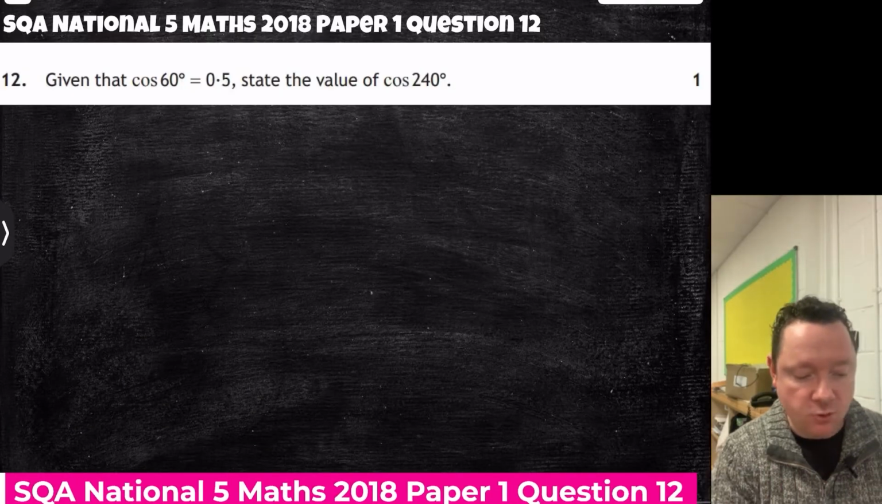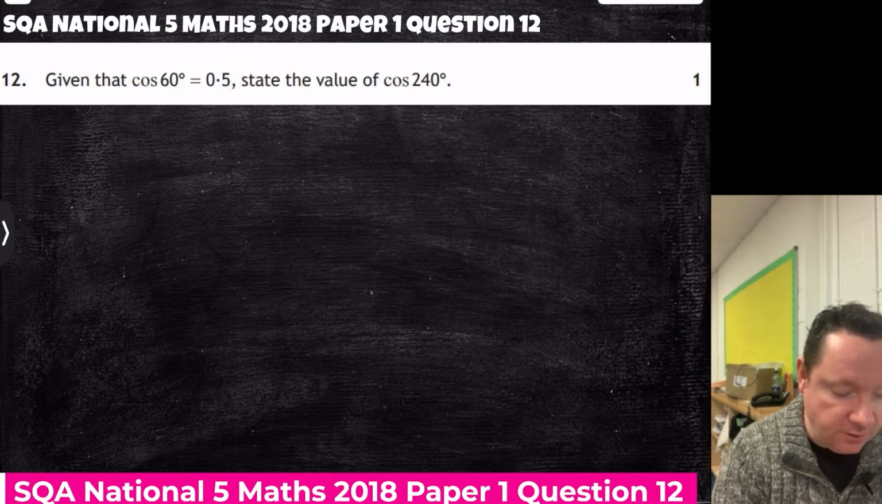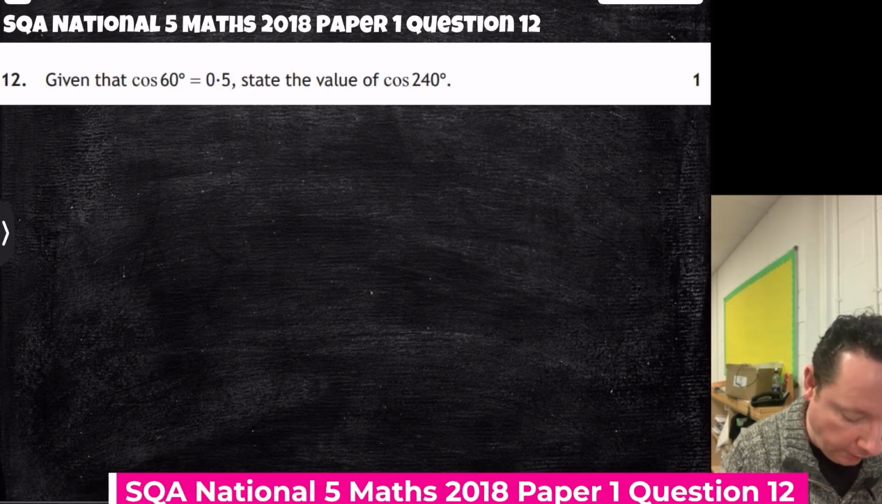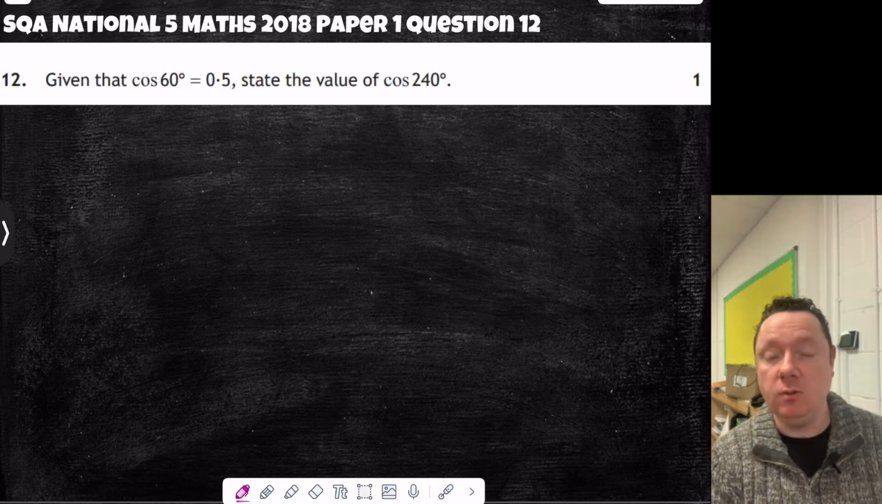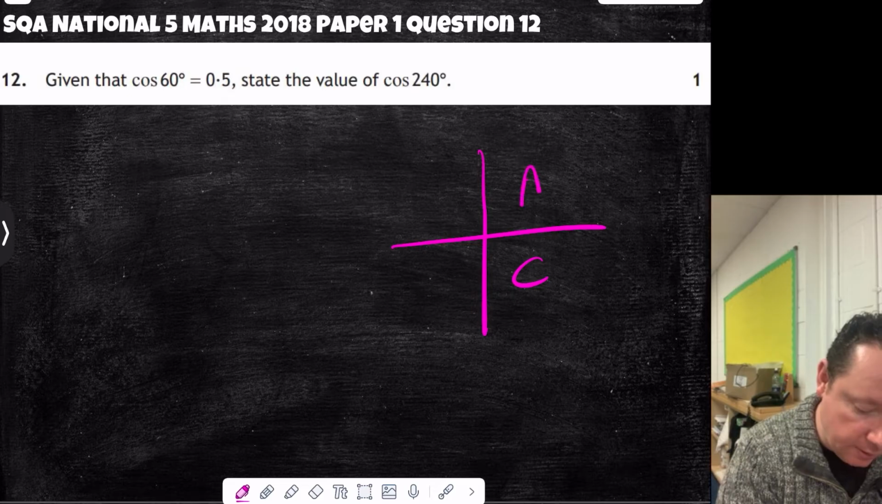It's great National 5 Maths 2018 paper 1 question 12 on trig equations. Given that cos 60 is 0.5, state the value of cos 240. The only way to ever do these questions, well, I suppose you could use a graph, is a CAST diagram. So you draw a CAST diagram.